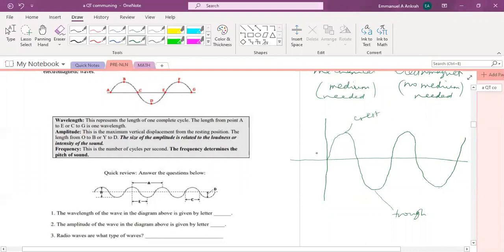Now the distance between two crests is a wavelength, right? So when you say a wavelength, it represents the length of one complete cycle. So if I start from the starting point, this line is called a reference line. The reference line is the starting point. If it starts here, it goes up, down, and back to this point, right? So that is one wavelength. From here to this point here, that's a wavelength.